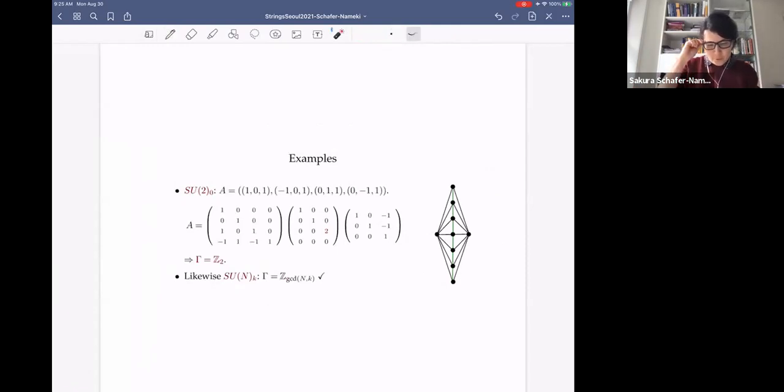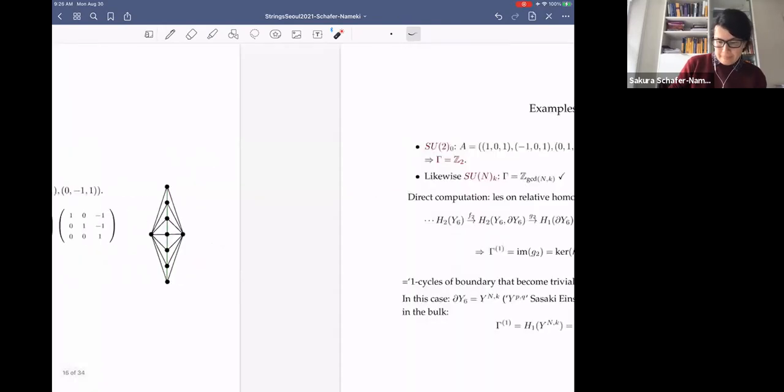So let's look at SU(2). I can realize it, for example, like this. And then I can go to a higher rank. So I've drawn here several toric diagrams. And then the Smith normal form of this matrix here is just given in terms of 1, 1, 2. So there's a Z_2 one-form symmetry. And now we can repeat this for SU(N) of K. And that gives just a GCD. So that confirms what we expect from the Coulomb branch gauge theory description.